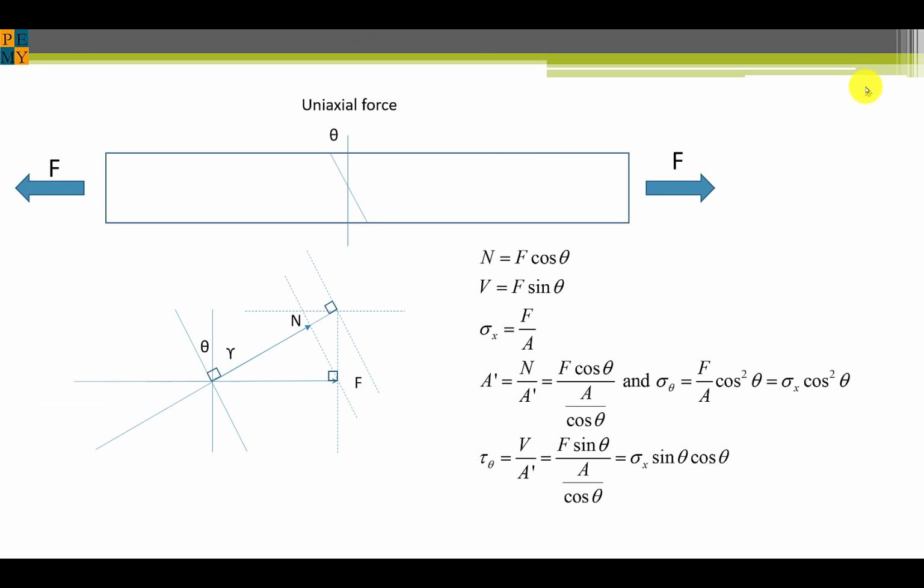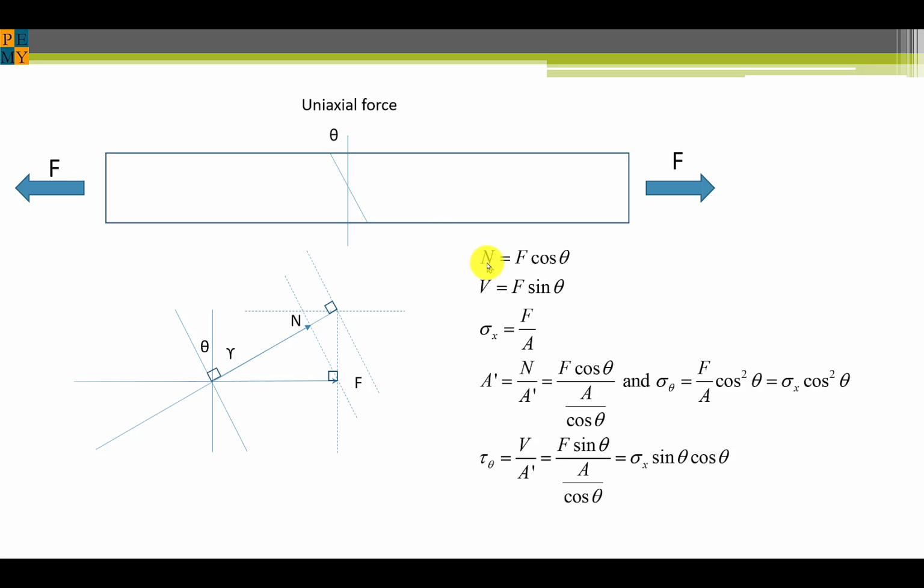Here we have a bar in uniaxial tension. The axis is aligned with the forces shown. The cut plane in a free body diagram is typically taken normal to the axis, this vertical line, but it can be taken at any angle theta. In fact, that is what we intend to show, what the basic relationships are.